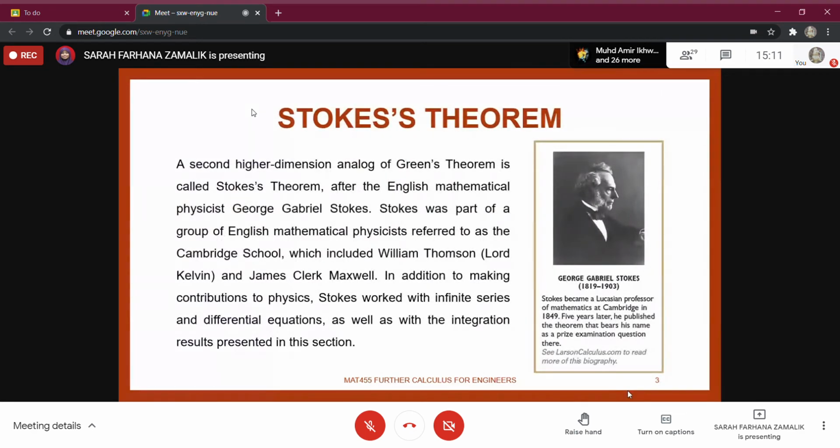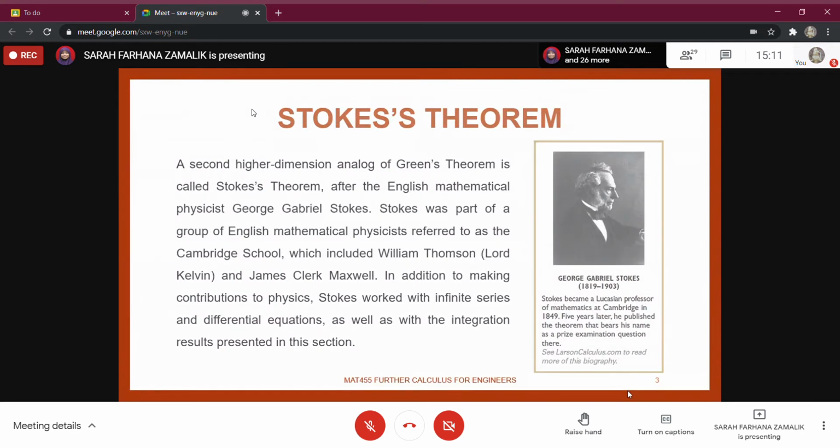Okay, so Stokes Theorem. Ni nama orang, okay. Sama lah macam Green's Theorem hari tu. So, it is named after the English mathematical physicist George Gabriel Stokes. Sebab tu nama dia Stokes Theorem. Awak boleh bacalah info kat sini.